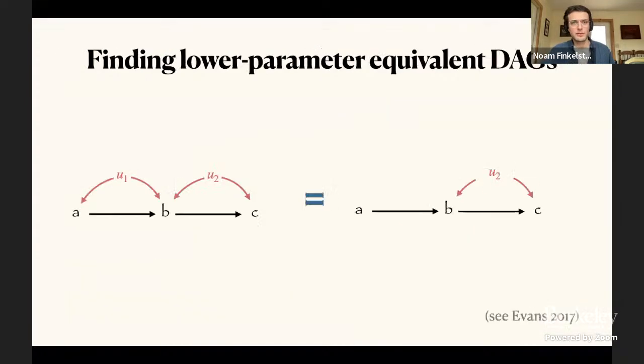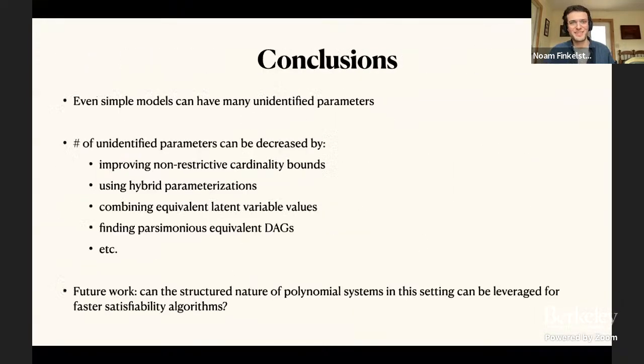Yeah, and I'm going to just skip through the last little bit and get to conclusions. So the takeaways from this talk are: even a simple model can have a lot of unidentified parameters, but there are a number of things you can do if you're using one of these computational methods that scale in complexity with the number of unidentified parameters. You can improve the non-restrictive cardinality bound, and you can use the hybrid parameterization. These two are in the slides that I skipped, but I'd be happy to answer more questions about them.